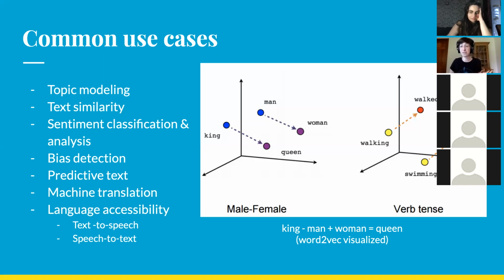Bias detection. This is something that's getting more and more important, especially in the tech world right now. Tech companies want to make sure that they are less biased, so they try to figure out ways of detecting bias within all of their processes, within anything that they're doing.